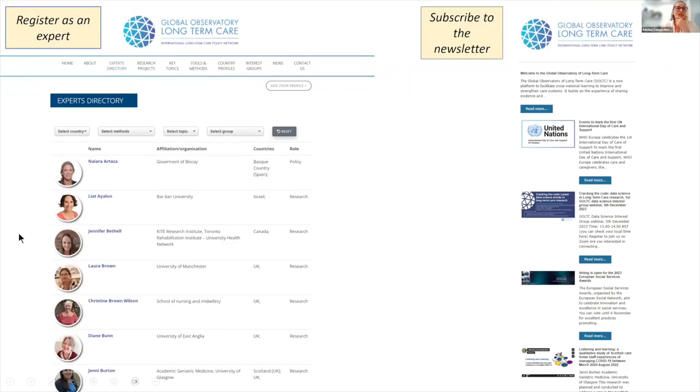And yeah, you can see that the first step to be part of the observatory is to register as an expert, and then you'll be part of this searchable experts directory that enables us to find people with similar interests and working, for example, in particular countries you want to know more about. And you can also subscribe to our newsletter.